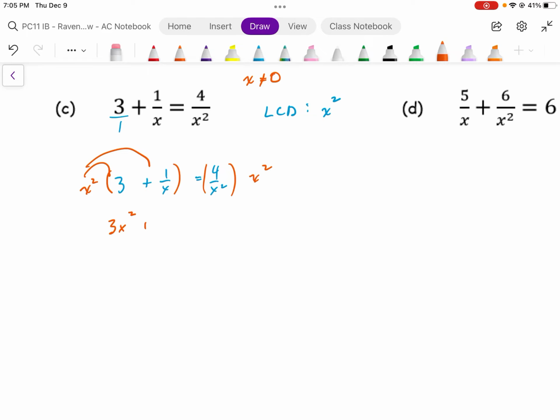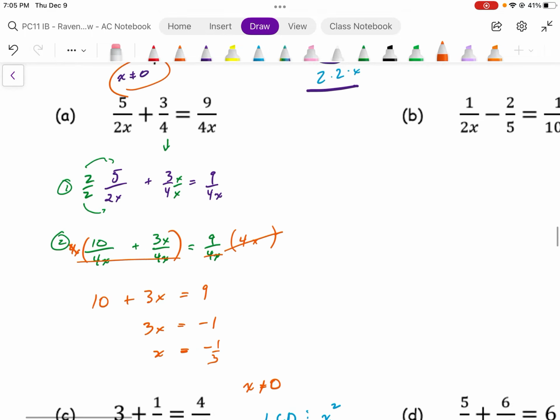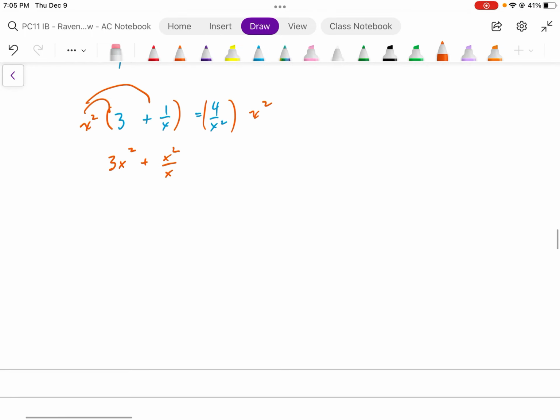X squared times 1 over x is x squared over x. And on the right-hand side, well, I guess we have 4x squared over x squared. And I notice that I have a common factor of x squared in the denominator and the numerator, so they just cancel each other out.